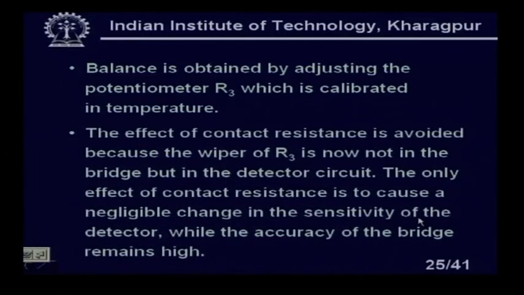So, the effect of the contact resistance is avoided, because the wiper or jockey of R 3 is now not in the bridge, but in the detector circuit, which I told several times before, right. The only effect of the contact resistance is to cause a negligible change in the sensitivity of the detector, while the accuracy of the bridge circuit remains very high. This is the most important thing.